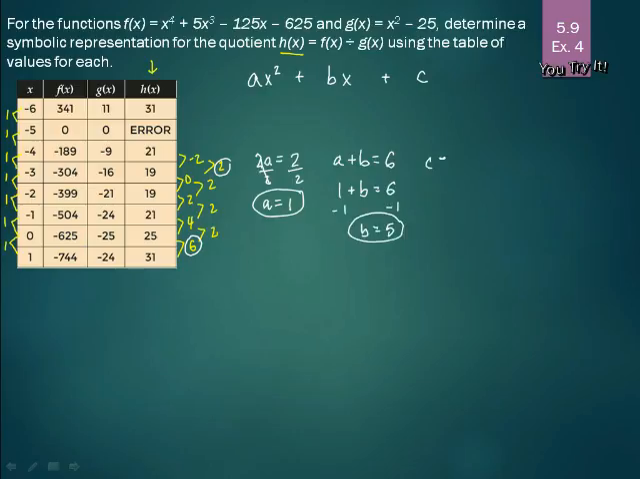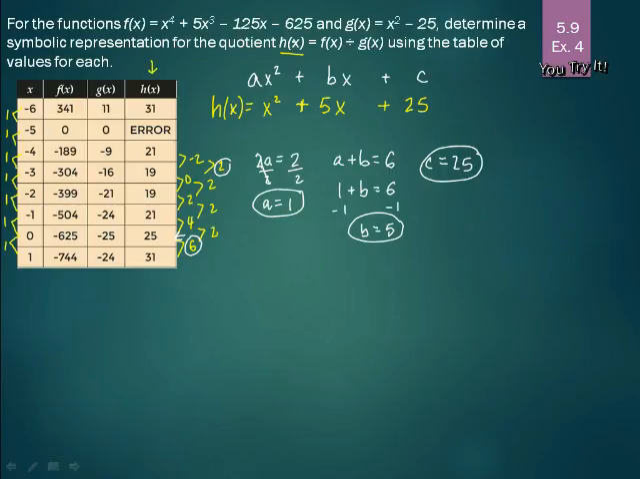And then c is our y-intercept. And so when x equals 0, then we see that h of x equals 25. And so we know c equals 25. So then substituting these into our function, then we get 1x squared, or just x squared, plus 5x plus 25 equals h of x. And then let's go ahead and address the domain issue we're going to have here.